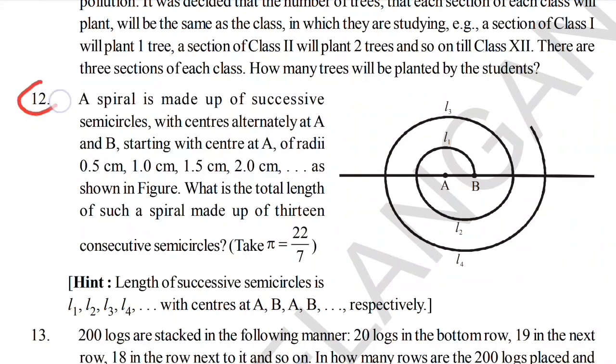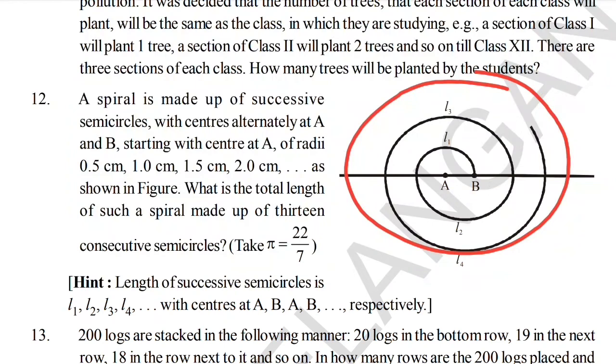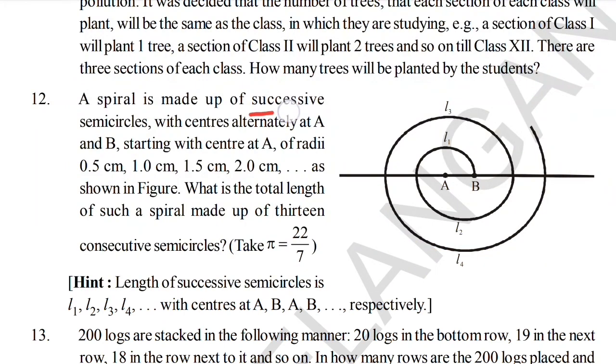Next, the 12th problem. A spiral is made up of successive semicircles. Successive means serial, semicircle means this is called a semicircle. So here is a diagram, a spiral diagram given beside the question. A spiral is made up of successive semicircles with centres alternately at A and B. See, he gave 2 centres, one is A, another one is B. So using these 2 centres he created some semicircles and it formed a spiral.